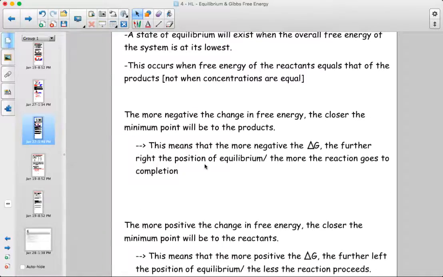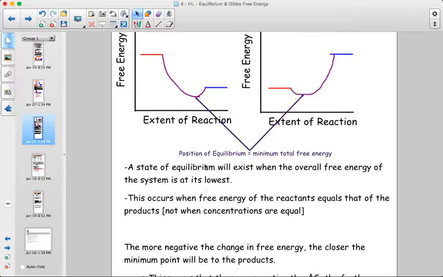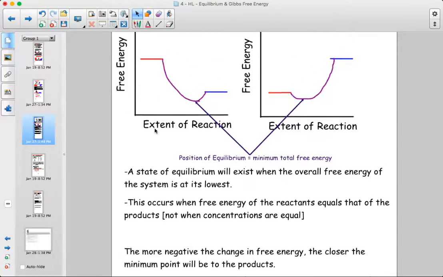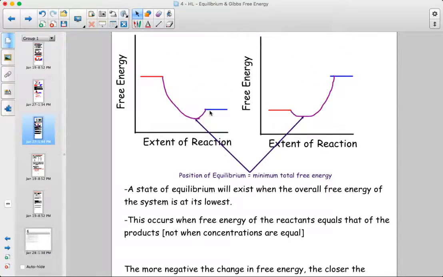The more negative the change in free energy for the forward reaction, so like one like this, the closer that minimum is going to be to the products, to having mostly products. So that implies that in a reaction like that, with a big negative delta G, you're going to mostly have products at equilibrium. We would say the position of equilibrium is far to the right, or it favors the products.